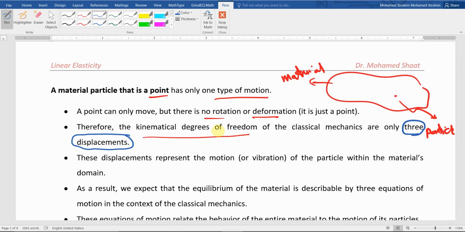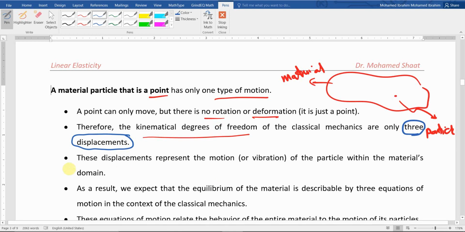But if we decided to build a more advanced mechanics, and these are the non-classical theories, these theories have been established already. We do have these advanced theories. In this case, we have to deal with this particle like a volume element, and we're going to have extra degrees of freedom, not just 3 degrees of freedom as displacements.